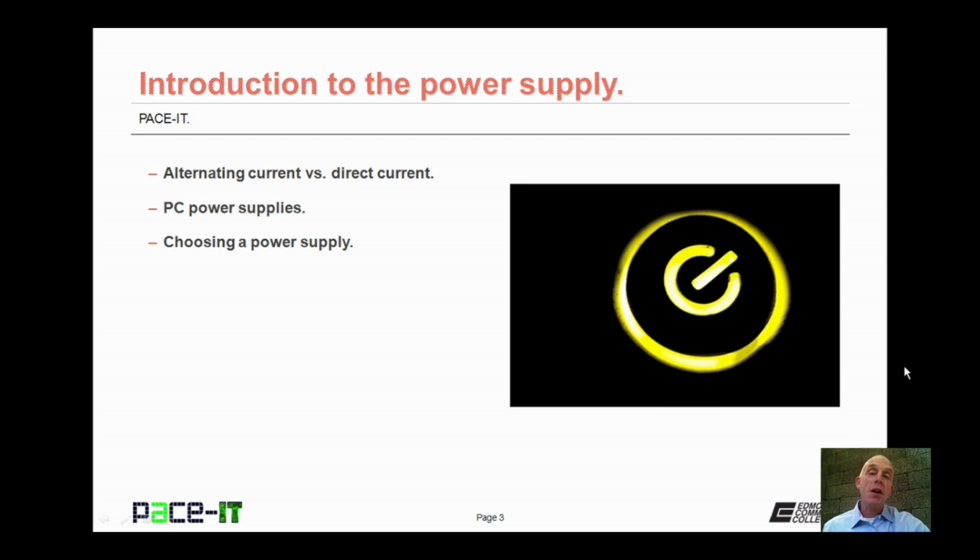Today we're going to be talking about alternating current versus direct current. Then we're going to be talking about the PC power supply itself, and then we're going to be talking about some things you need to consider when choosing a power supply. And with that, let's go ahead and begin this session.